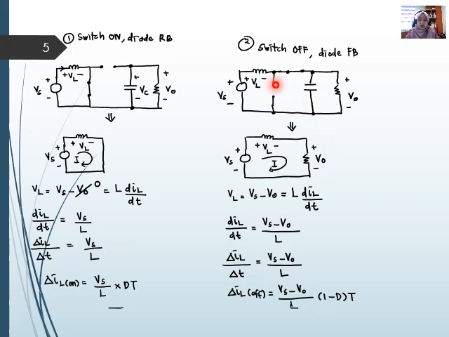And then for the second equivalent circuit, this is the equivalent circuit when the switch is off, replaced by an open circuit, and the diode is forward biased, so we replace it by a short circuit. We also ignore the capacitor current path here, so it becomes the simplified equivalent circuit. We have Vs, the voltage across the inductor, and also our V naught, the voltage across your resistor. So your VL will be equal to Vs minus V naught, which is equal to L di over dt.